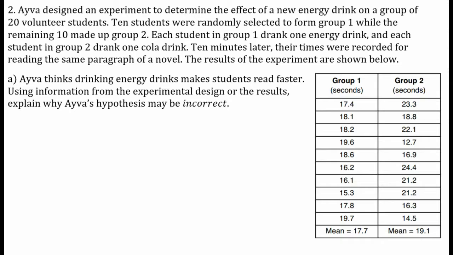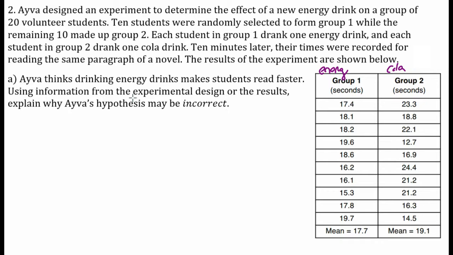Each student in Group 1 drank an energy drink, and each student in Group 2 drank one cola drink. 10 minutes later, their times were recorded for reading the same paragraph of a novel. The results of the experiment are shown below. So there's Group 1, they got energy, Group 2 got cola. Ava thinks that drinking energy drinks makes students read faster. Using information from the experimental design or the results, explain why Ava's hypothesis might be incorrect.